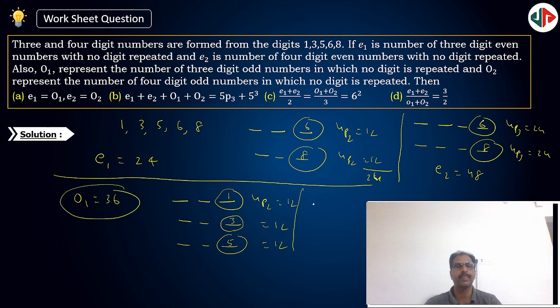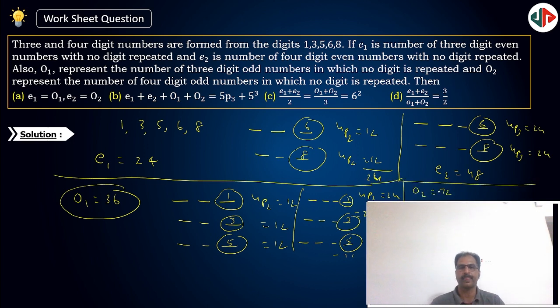What will be O2? Number of 4 digit odd numbers. So here 1, 3, 5. So here you get 4P3, 24, 24, 24. So 3 24s you will get. So O2 will be 72.